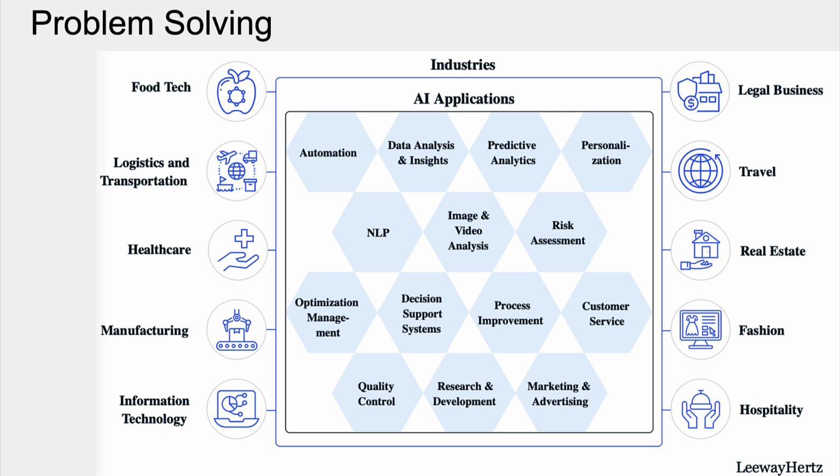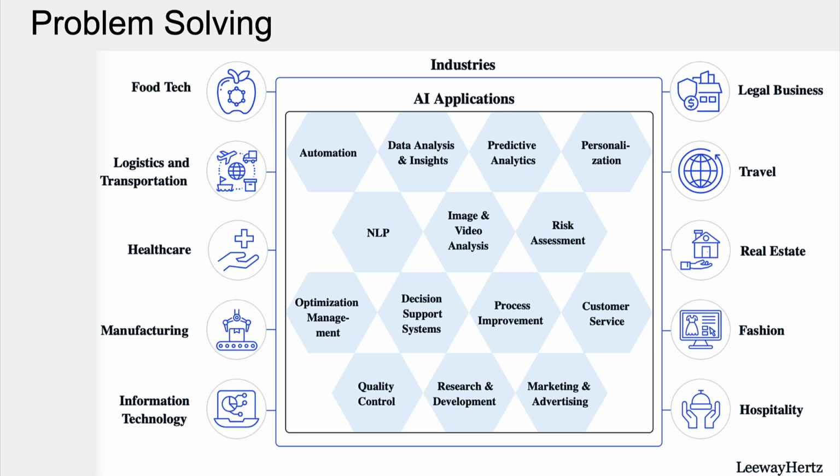So we can use AI for automation, for analyzing data and giving certain insights, for predicting, and for personalizing. It can analyze images and videos, it can assess your risks, and it can optimize your workflow processes. You can use it to make decisions and to support the systems, both internally and externally towards your clients. It'll improve your processes and customer service. You can use it for quality control, for research and development, and for marketing and advertising.